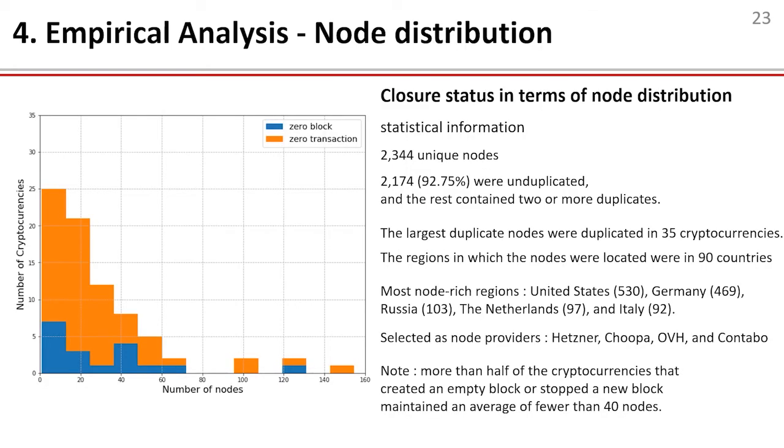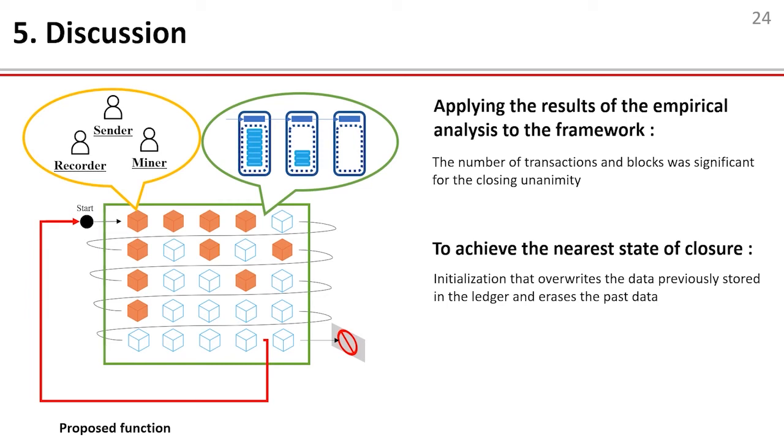Finally, we investigate the relationship between closed projects and node distribution. This figure represents the distribution of the average number of nodes for the 80 cryptocurrencies that experienced an empty block or a new block suspended during the most recent period. 83 currencies were broken down into 6 empty blocks and 20 new blocks that were suspended. The important thing that we can say from these results is that it is very hard for any unpopular project to lose all nodes. Applying the result of the empirical analysis to the framework, what can we say?